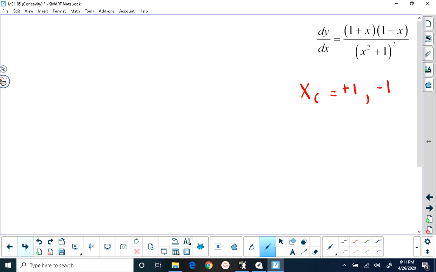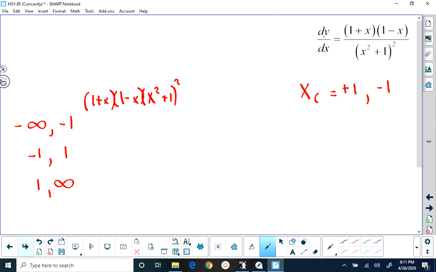My first derivative chart is going to go from negative infinity to negative 1, from negative 1 to 1, and from 1 to infinity. And across the top, I can put all of my factors, 1 plus x, 1 minus x, and x squared plus 1 squared. I'm doing this, of course, so I can determine my derivative, and I'm finding the derivative so I can determine what my function is doing. So we fill in all of the positives and negatives.